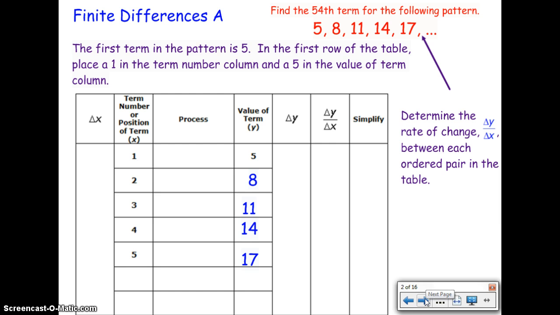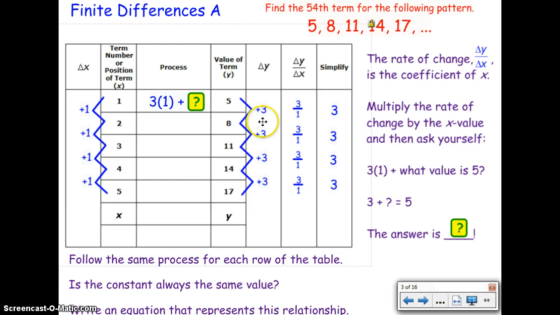Pause your video now to find your rate of change. Between 5 and 8 is a plus 3, 8 and 11 is plus 3. 3 divided by 1 is 3. You take the 3, which is your coefficient. The coefficient is any number in front of a variable. 3 times 1. The reason we're going to multiply by 1 is because that is the value of the x. 3 times 1 is 3.